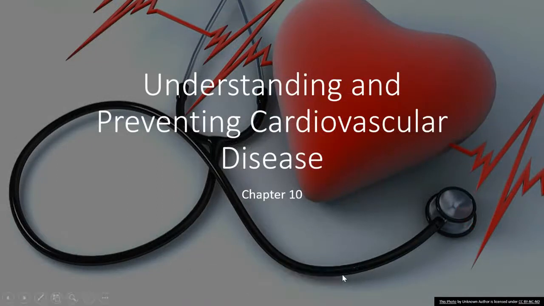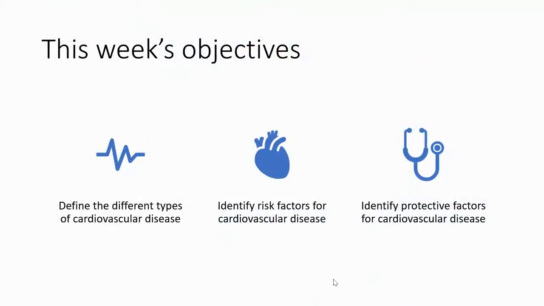I am going to give a brief introduction of what we'll be doing this week. This week we'll be learning about cardiovascular disease, which correlates with chapter 10 in your textbook. The objectives we'll be covering this week are talking about the different types of cardiovascular disease. We will identify risk factors for cardiovascular disease and also talk about the protective factors for cardiovascular disease.